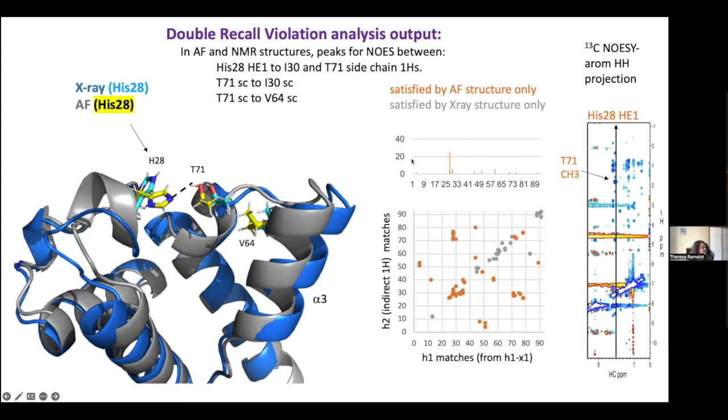Here's that same double recall violation plot, and then we also plotted it as a 2D plot. So this is going to be the H1 violations, basically from the donor, and then also the indirect proton match. Here we see residue 28, and then these are the peaks, in orange, that were satisfied by the AlphaFold structure only, but not by the X-ray structure. There's a whole bunch of them here. And so these 2D plots are something we're exploring to see how useful they can be for finding structural differences between, and matches to, the peak list and the NOESY data.